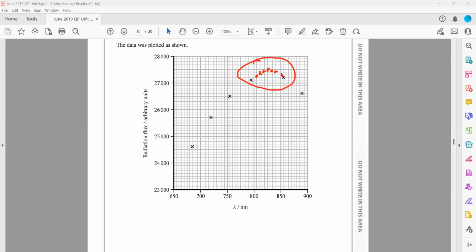And this has a higher uncertainty because of the variation. We cannot draw a straight line. If it is a curve, then a curve has a higher uncertainty as compared to a straight line.